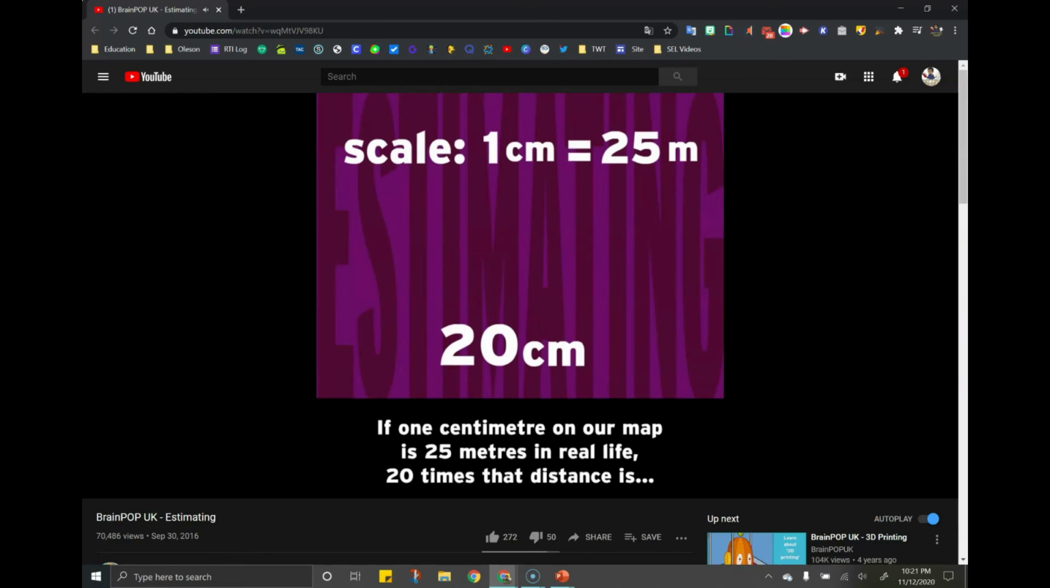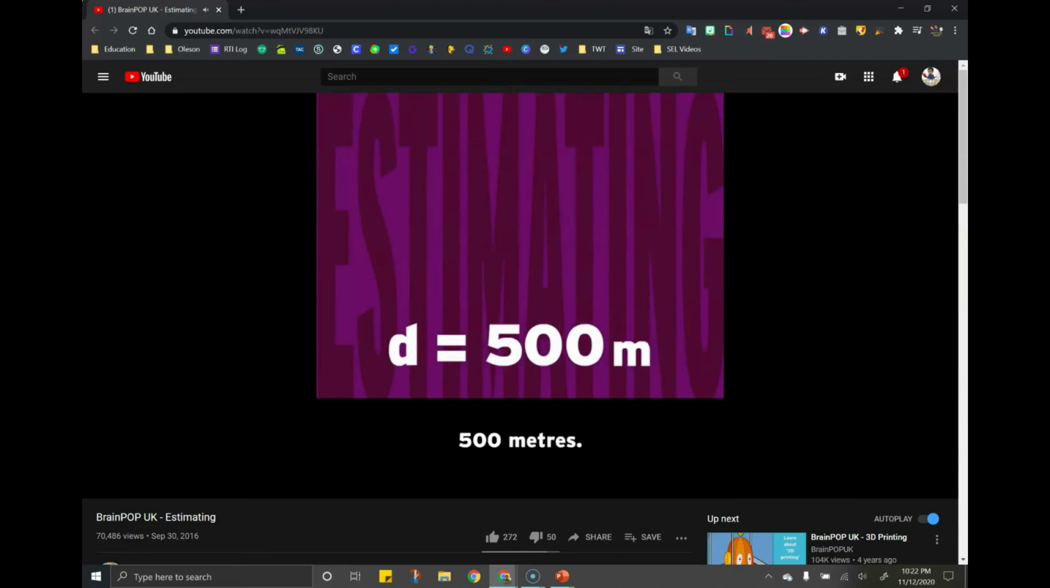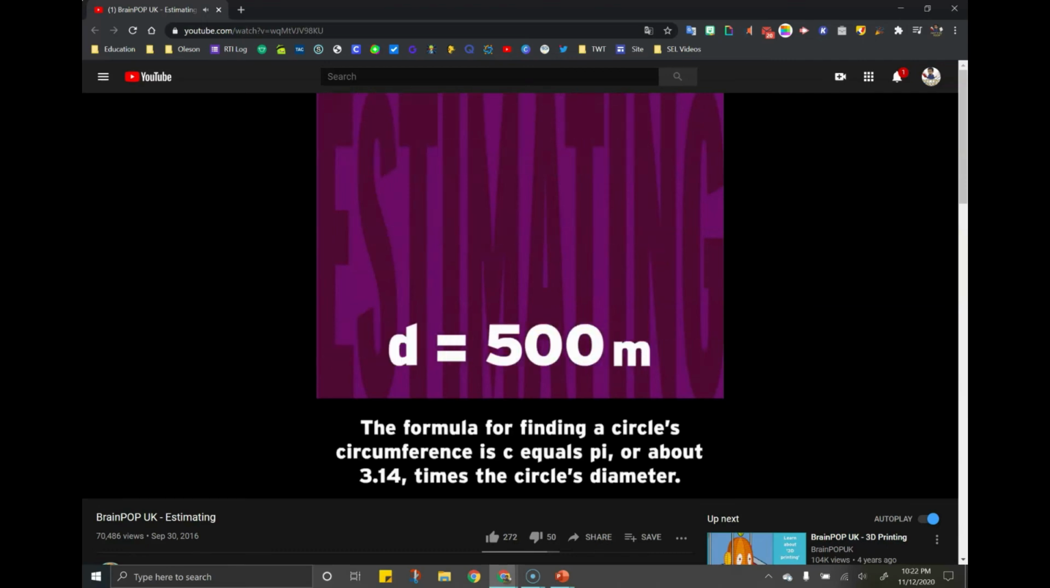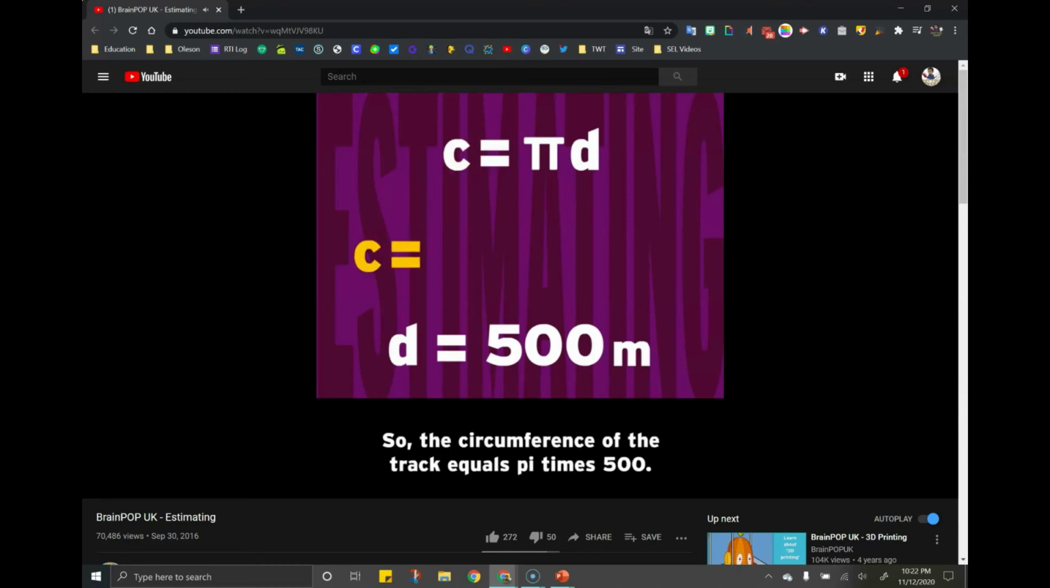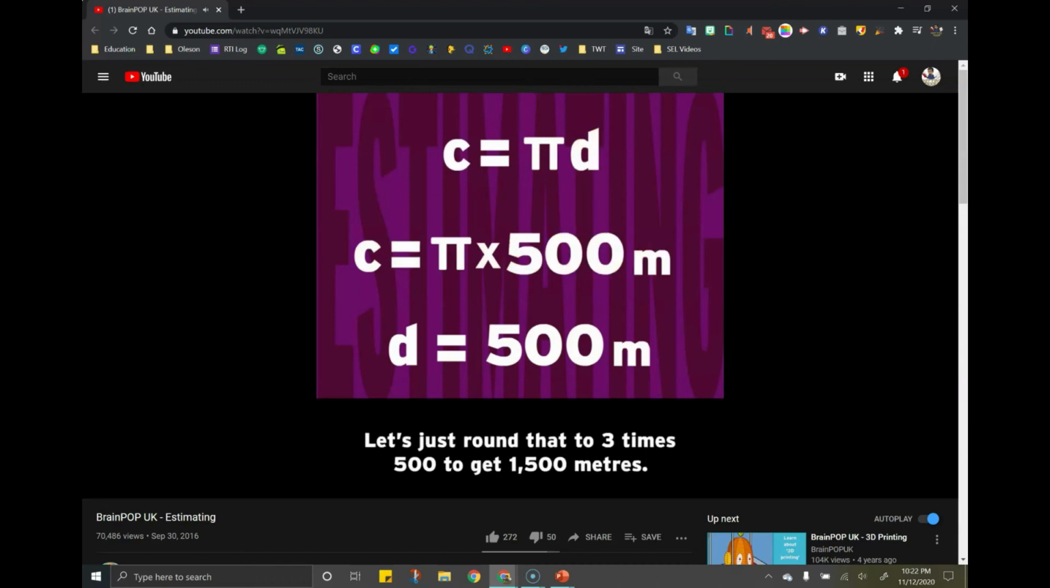If 1 centimetre on our map is 25 metres in real life, 20 times that distance is 500 metres. The formula for finding a circle's circumference is c equals pi, or about 3.14, times the circle's diameter. So, the circumference of the track equals pi times 500. Let's just round that to 3 times 500 to get 1,500 metres.